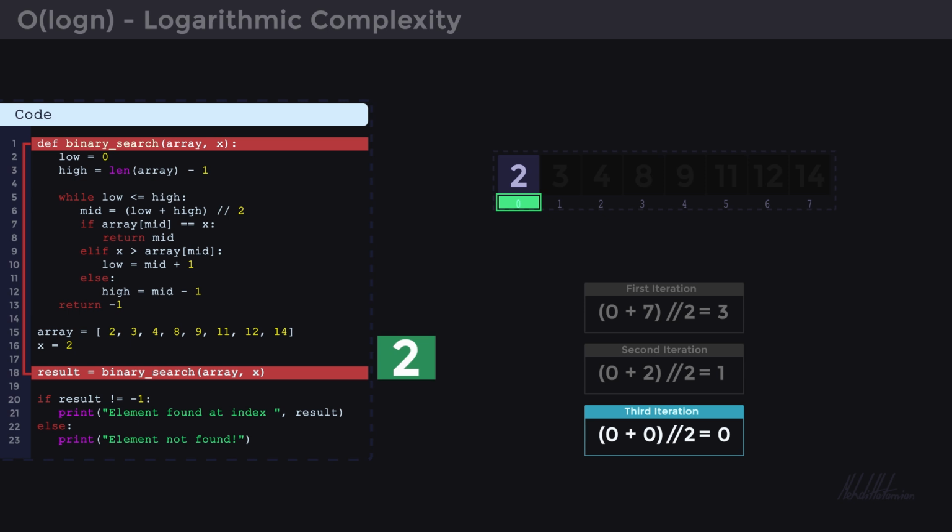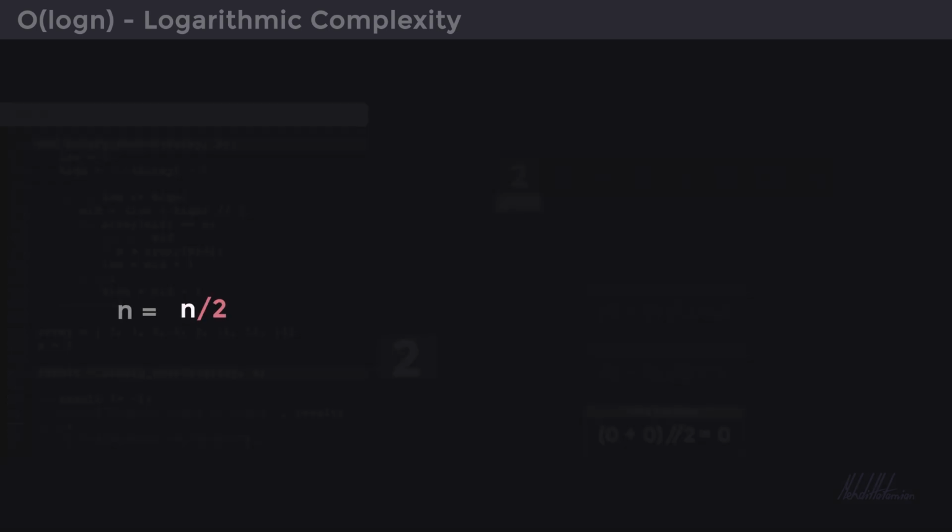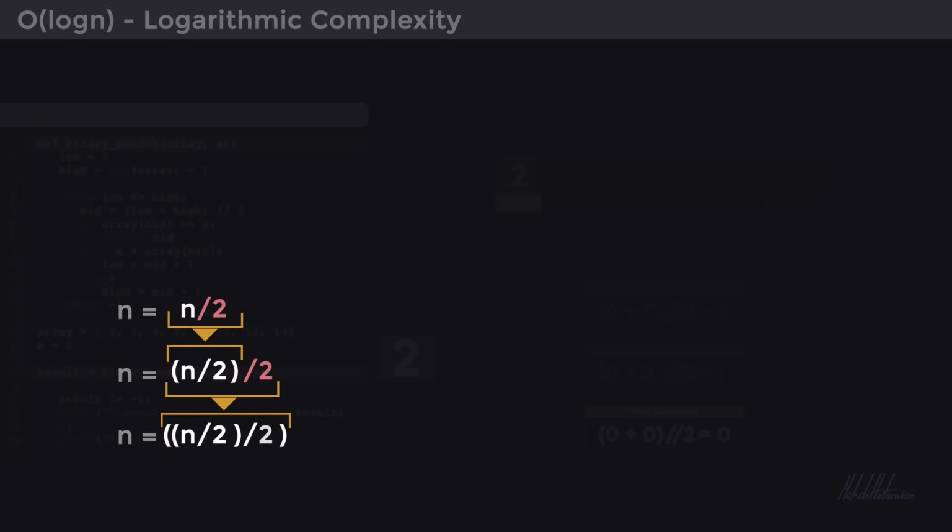Let's delve deeper into this. In each step, we cut the search space by 2. Initially, we had n, and in the first iteration, n was divided by 2. In the second iteration, we divided the previously halved search space by 2 again. Finally, in the third iteration, the previous result from the second iteration was divided by 2 again. We continued division until reducing n to 1, that is the boundary condition.